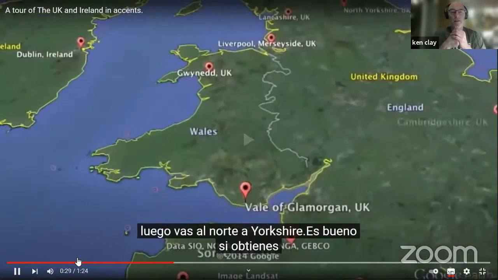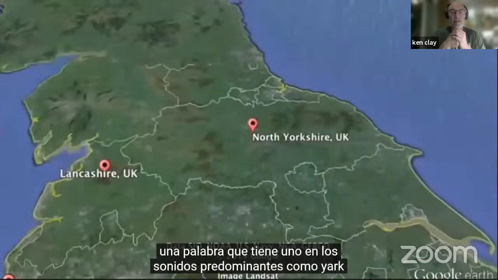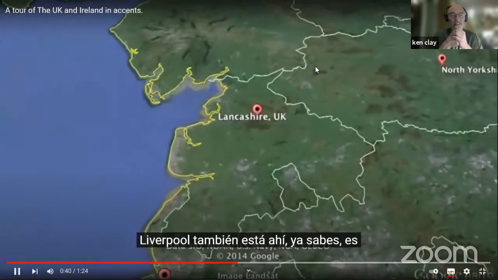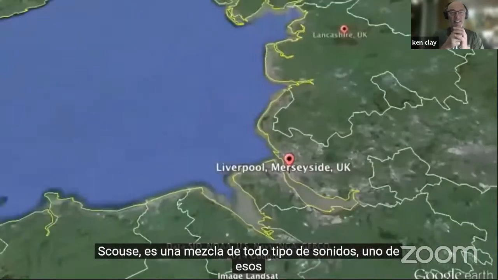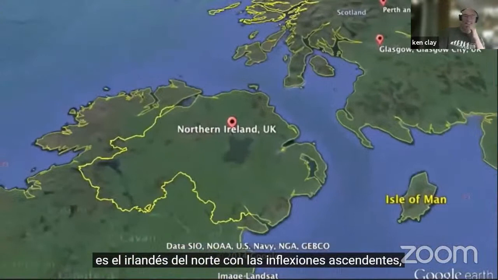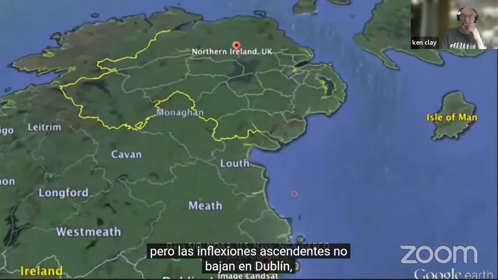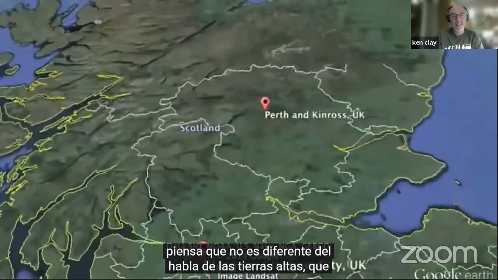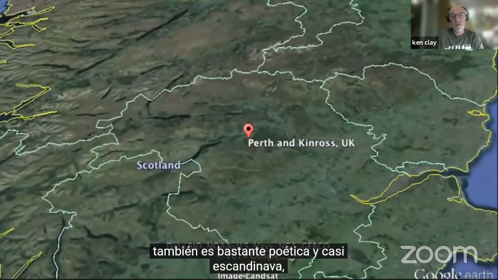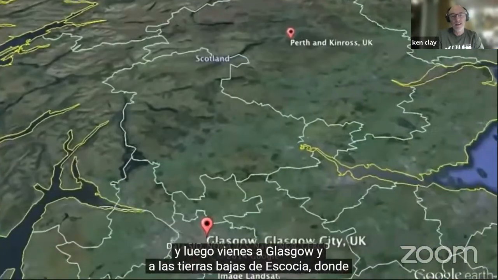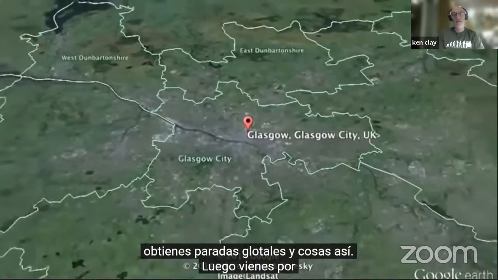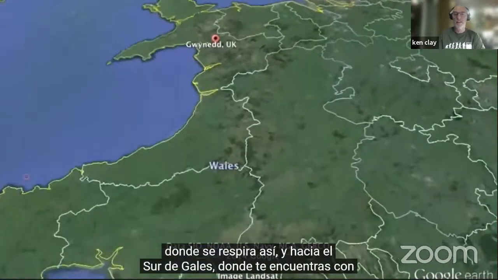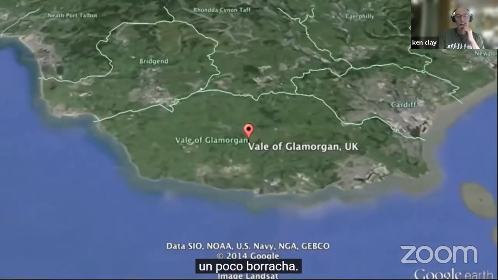Then you go up north to York. Yorkshire. It's nice if you get a word that's got one of the predominant sounds in it, like Yorkshire. Then you cross the Pennines into Lancashire, where it gets much more flexible and fluid in the mouth. Liverpool is there too, you know, it's Scouse. It's a mixture of all kinds of sounds. One of those is Northern Irish with the raising inflections, but you don't get the raising inflections down in Dublin, where it has that poetic quality, which is sometimes thought of as being not different from Highland speech, which is also quite poetic and almost Scandinavian. And then you come down to Glasgow and into the lowlands of Scotland, where you get glottal stops and things like that. And then you come down the west coast and you're in Wales, North Wales, where it's breathy like that, and down into South Wales, where you get much heavier, and Welsh people who sometimes even sound a bit drunk.